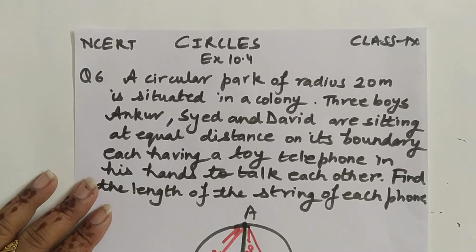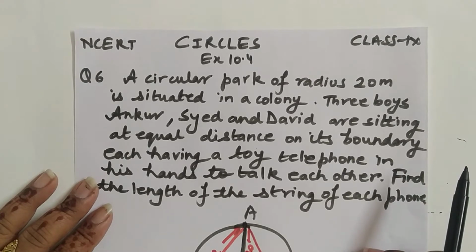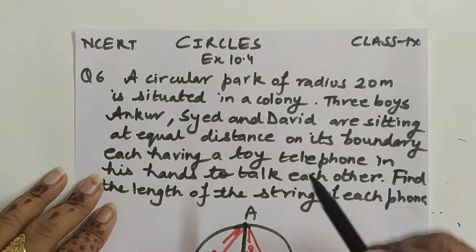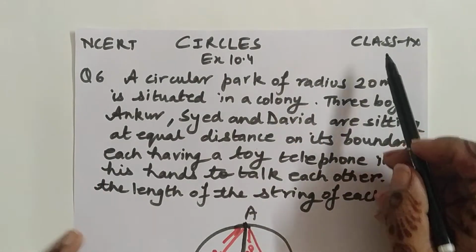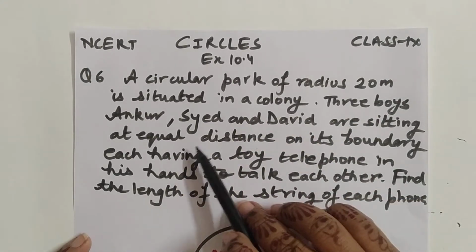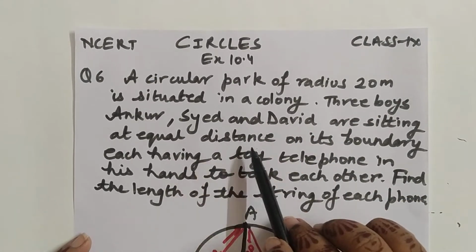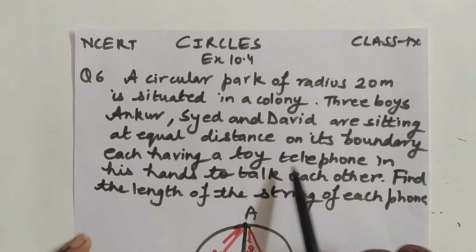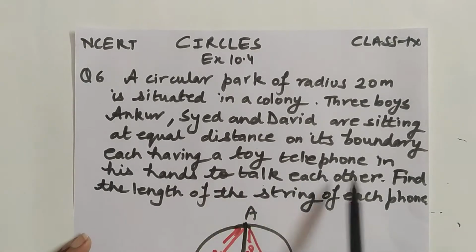Hello students, this is question number 6 of exercise 10.4 of chapter Circles of class 9. A circular park of radius 20 meters is situated in a colony. Three boys, Ankur, Sayyed and David, are sitting at equal distance on its boundary, each having a toy telephone in his hands to talk to each other. Find the length of the string of each phone.